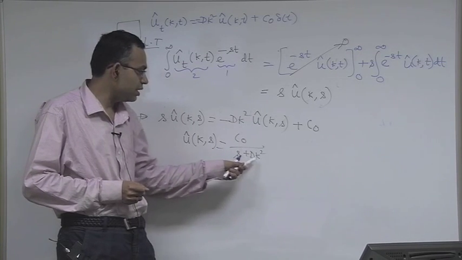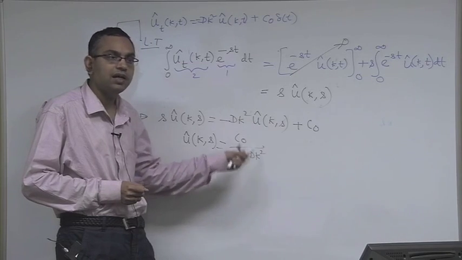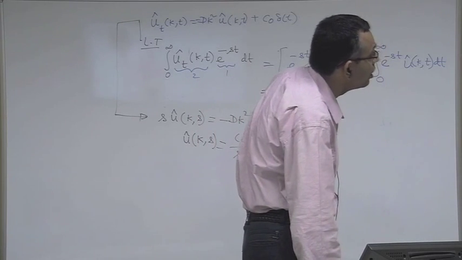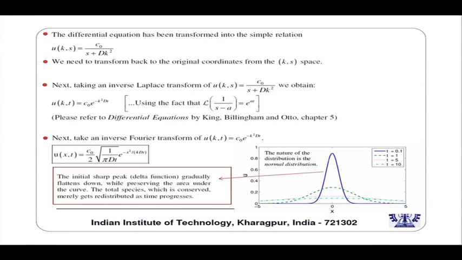like this, dk plus dk square, you can treat as minus a. Okay. So, let us summarize as we go to the board. Taking an inverse Laplace transform, you will get UKT, using the fact that the Laplace transform of 1 by s minus a equals e to the power at. So, you will get back this.